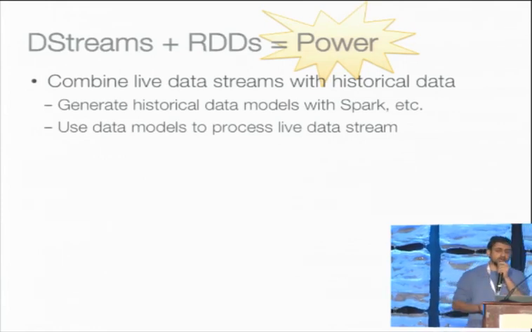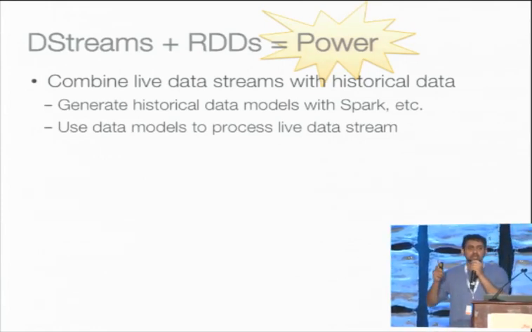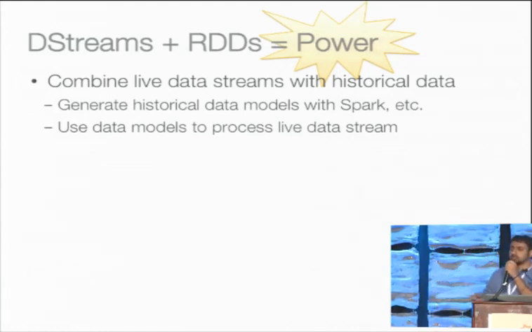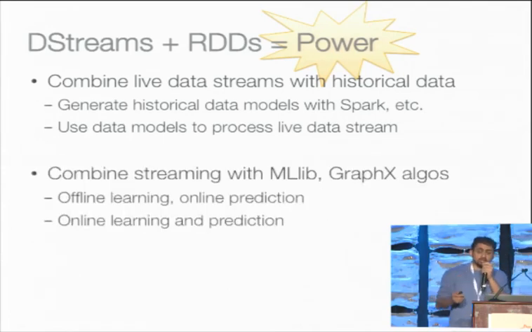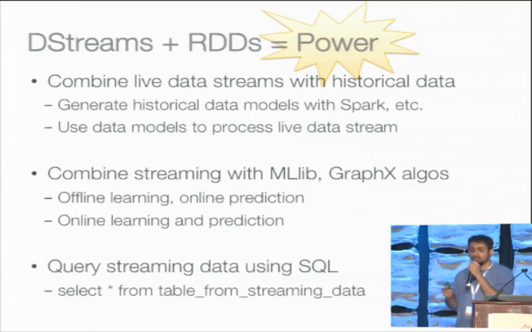For example, you can combine a live data stream with historical data. Let's say you have some historical data, and you have computed data models with it by running Spark jobs on it. You can take the data model that you have learned and apply it on a live data stream, just like the way I've shown spam hashtags being used to filter out a live data stream. You can combine streaming with arbitrary machine learning and graph algorithms that also come as parts of Spark. So you can do offline learning and then online prediction. You can also do online learning and prediction using this transform. Then you can also query streaming data using SQL.